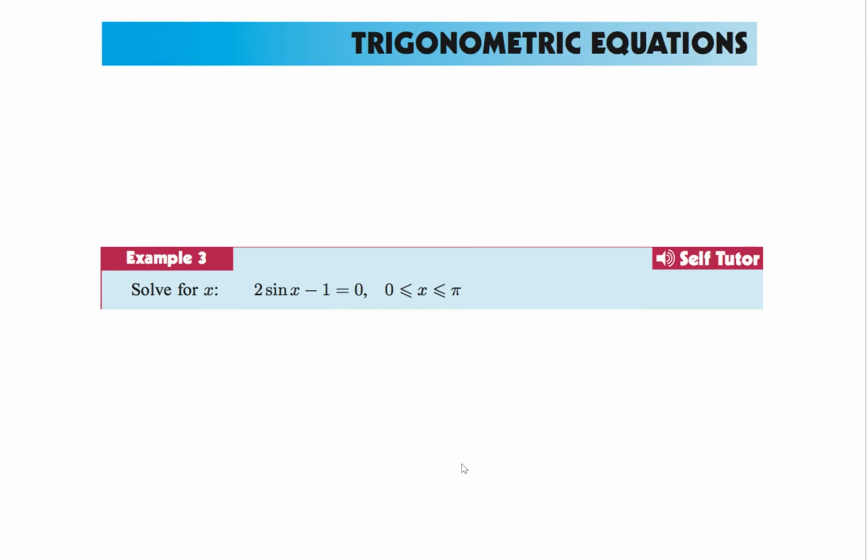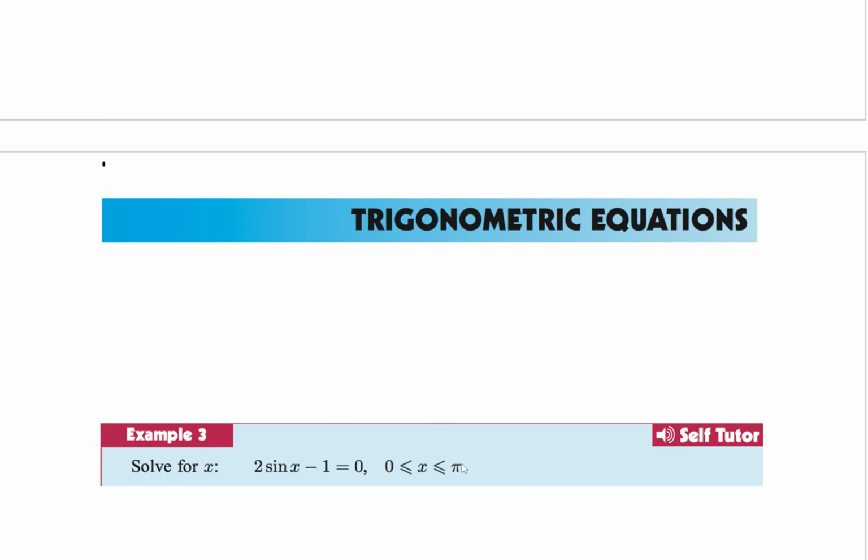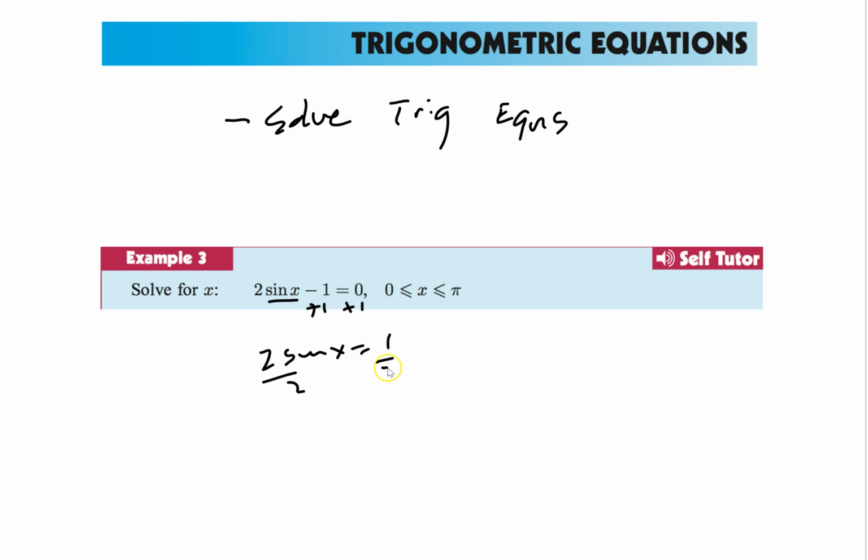Okay, let's move a little more advanced. Now that we know how to do the unit circle, hopefully we'll practice some more in class. Let's talk about how to solve problems using the unit circle, so how to go backwards. Our goal here is to be able to solve trig equations. The way we do this is we just want to get sine by itself. So let's move stuff over and add 1, some algebra: 2 sine x equals 1, divided by 2.